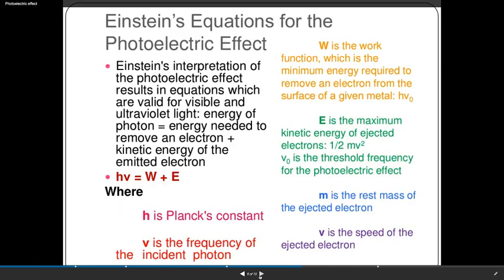All right, Einstein's equation of the photoelectric effect. So you can see some of the key terms we've mentioned in our discussion. W is the work function, which is the minimum energy required to remove a photoelectron from the metal. So for a given metal, it is h times the frequency. E is the maximum kinetic energy of electrons, and m is the rest mass of the ejected electron. Okay.